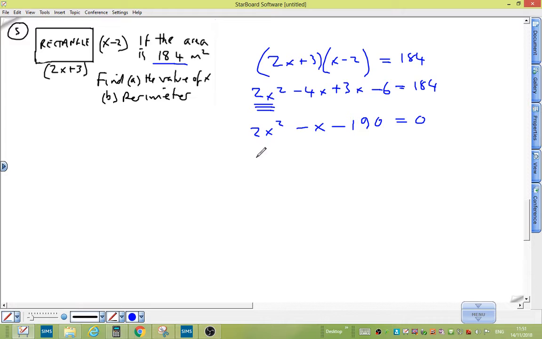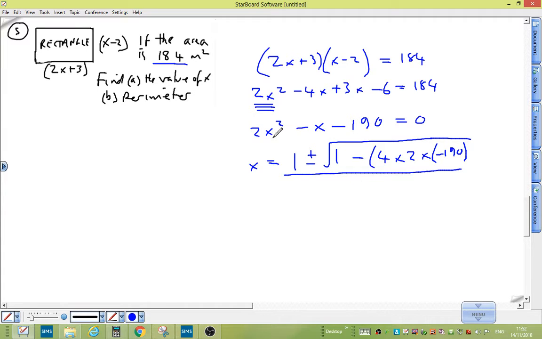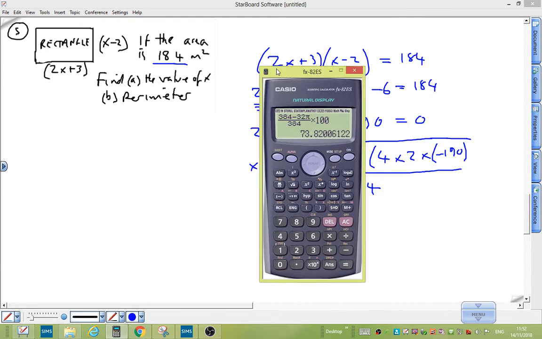Here we go. So I'm going to use the quadratic formula. Solutions for x are equal to minus b. That's minus 1, so it makes positive 1, plus or minus the square root of b squared. Minus 1 squared is 1. Take away 4 lots of a, lots of c. c is minus 190. Over 2 lots of a, which is 4. So all I've got to do is work that out.